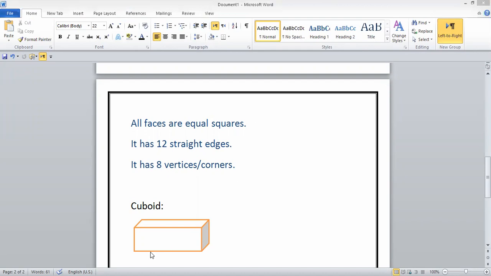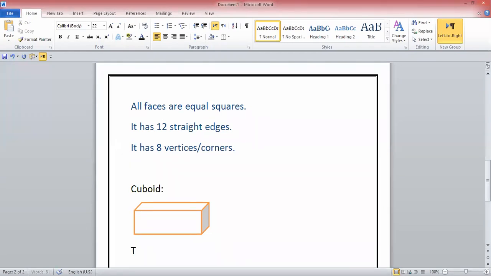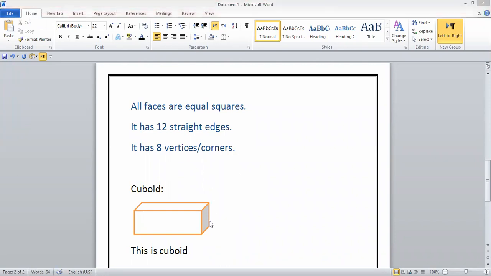Alright guys, now I'm going to write about cuboid. This is a cuboid. Ahmad Jibrail, I have shown you how to draw a cube, and I have shown you how to draw a cuboid also. Okay. This is a cuboid.